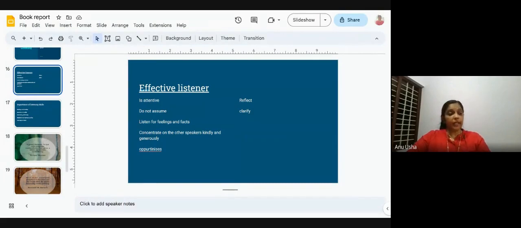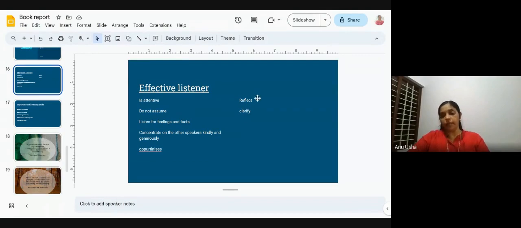And you have to listen for the feelings and the facts. You have to know what the facts are, and you have to analyze whatever feelings or sympathetic elements are actually there. And you have to know about body language. You have to concentrate on the other speakers kindly and generously. Whatever the speakers are telling, just try to listen to them and be opportunizers. That means you have to use each and every opportunity to listen. Plus, you have to reflect and you have to clarify also.